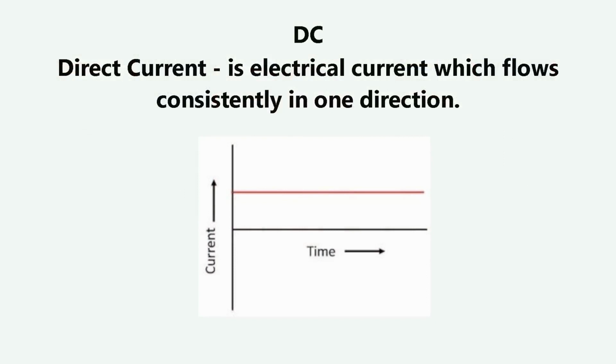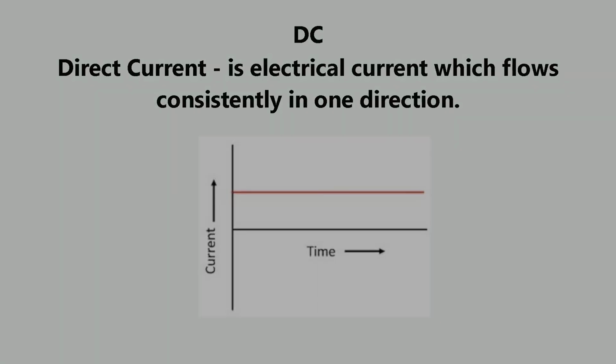The first term we're going to talk about today is DC. It stands for direct current, and direct current is electrical current which flows consistently in one direction. It normally goes to a voltage level and consistently stays there at all times after it is turned on.